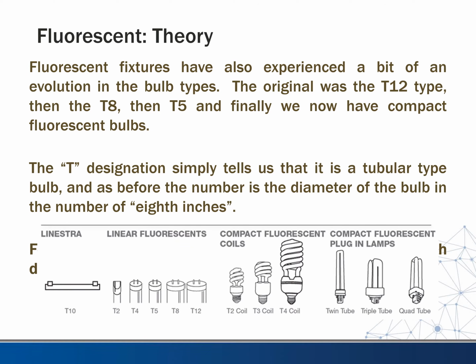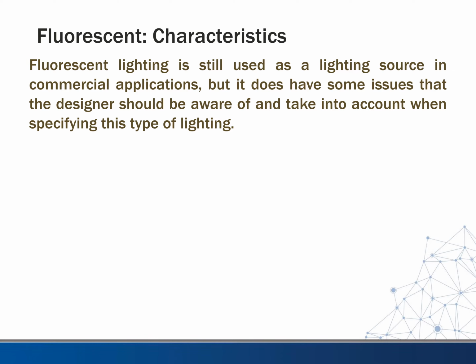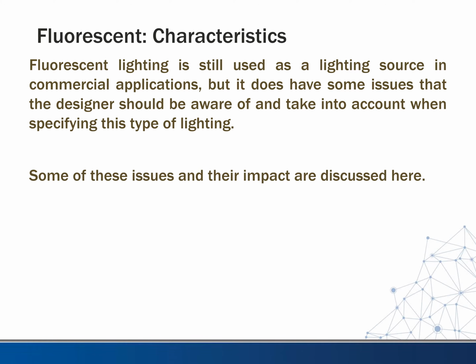And so here's a picture kind of depicting that. You can see the different T-type tube bulbs here, and the coils, and then twin tubes, triple tubes, compact fluorescents, and all that. Fluorescent lighting is still used as a lighting source in commercial applications, but it does have some issues that the designer should be aware of and take into account when specifying this type of lighting. Some of these issues and their impact are going to be discussed in this video.